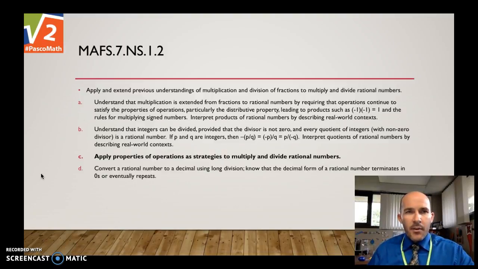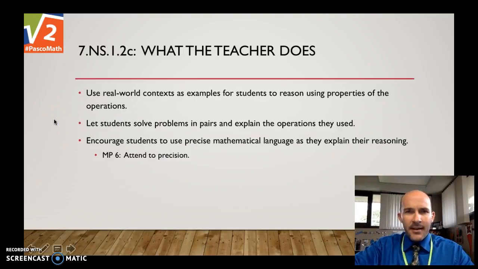7.NS.1.2. Apply and extend previous understandings of multiplication and division of fractions to multiply and divide rational numbers. We're going to be looking at Part C here. Apply properties of operations as strategies to multiply and divide rational numbers. So let's take a second to unpack that.